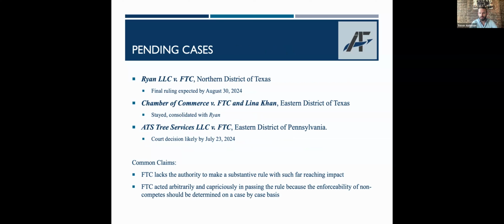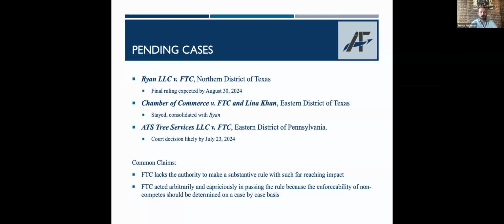The FTC, when they finalized their rule, I believe on April 24th of this year, the effective date was scheduled for September 4th. Okay, that's just an operation of law whenever there's a final rule that gets approved. Almost immediately, okay, lawsuits were filed. We have 3 in particular that we're tracking.